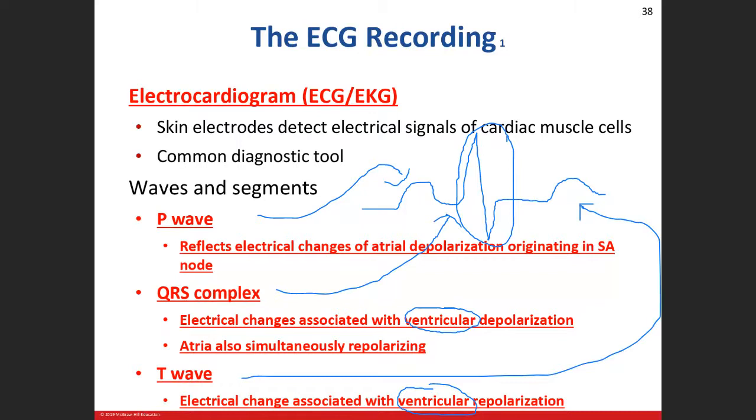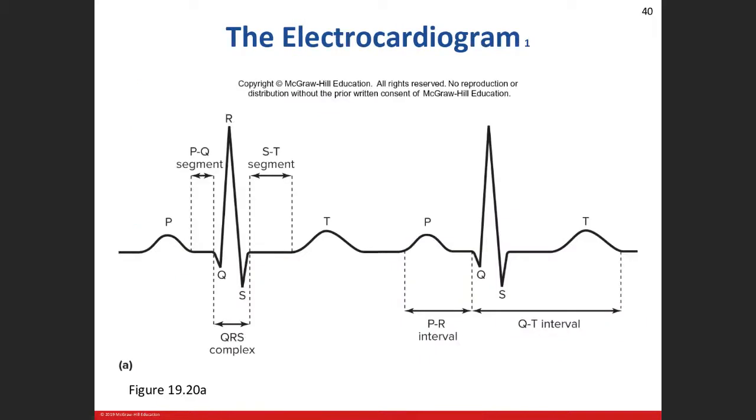Right there. I'll do you one better. I'll show you here. That's way better. So you can see the P wave, here's the QRS complex, all here, and then our T wave.